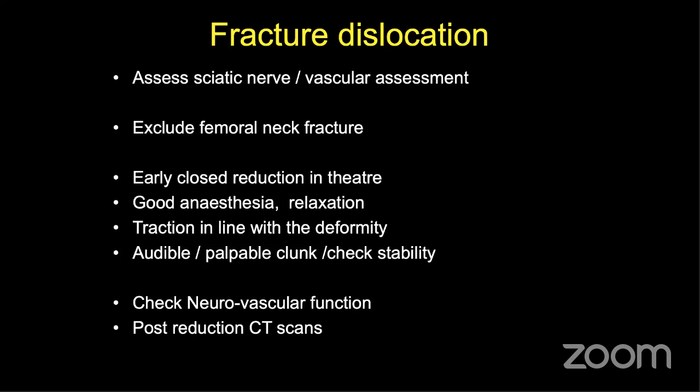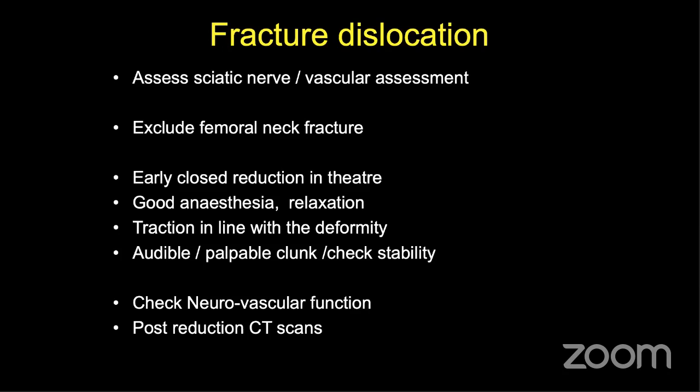In some units in America and Germany, they have the ability to give a proper GA, a deep GA with relaxation in the ER. And in those scenarios, you may be able to do a closed reduction in the emergency department itself. But generally speaking, you do it in the operation theater and you need some experience in reducing the hip joint properly. Traction is given in line with the deformity. There are some named maneuvers described to reduce it, like the Allis maneuver, or the Bigelow maneuver, which I'm sure you can read up. And you hear the typical audible or the palpable clunk as the hip joint goes in.